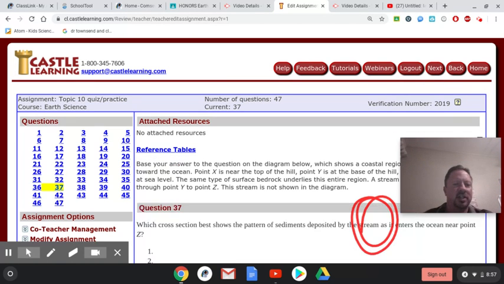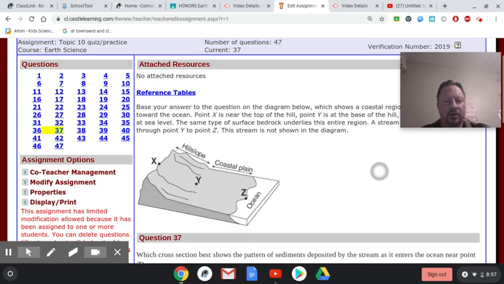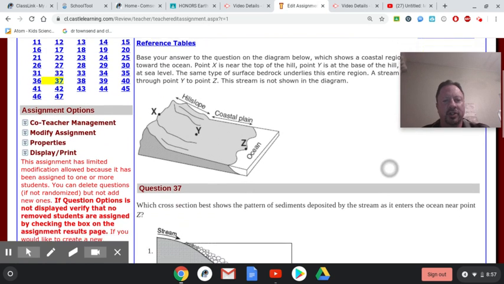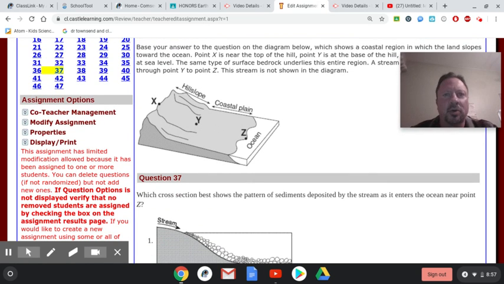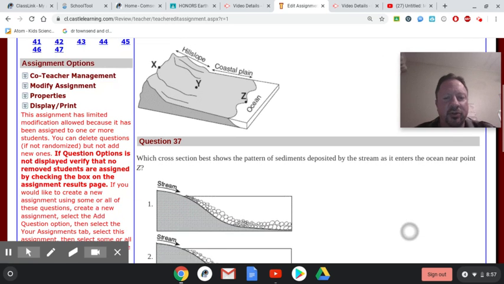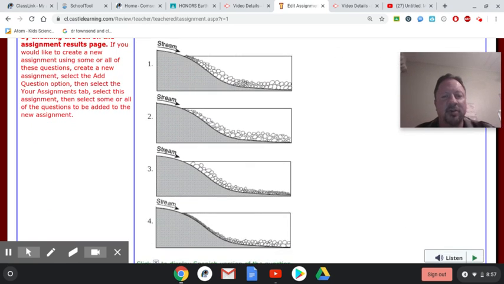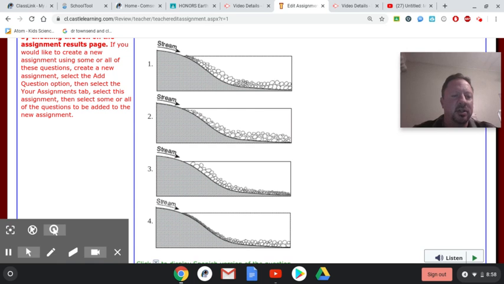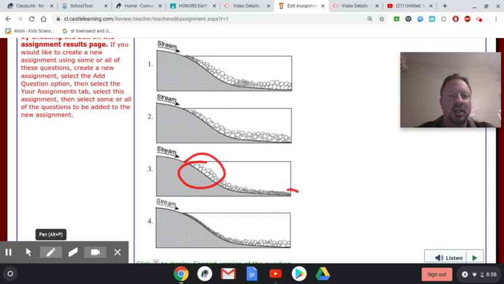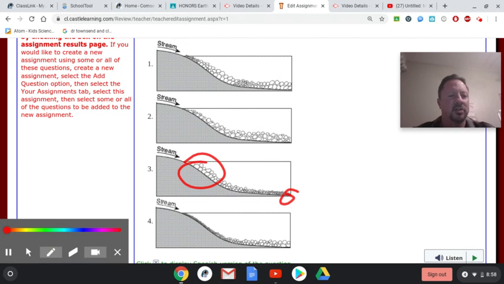Next, 37. Okay, what do we got here? Which cross section? This is very similar to the one we saw before, where we have a stream entering a lake, and the largest sediments would get deposited first. So I think just like the other answer, number 3, where you see the obvious larger ones deposited first, and the smallest one getting deposited the furthest. So answer 3.